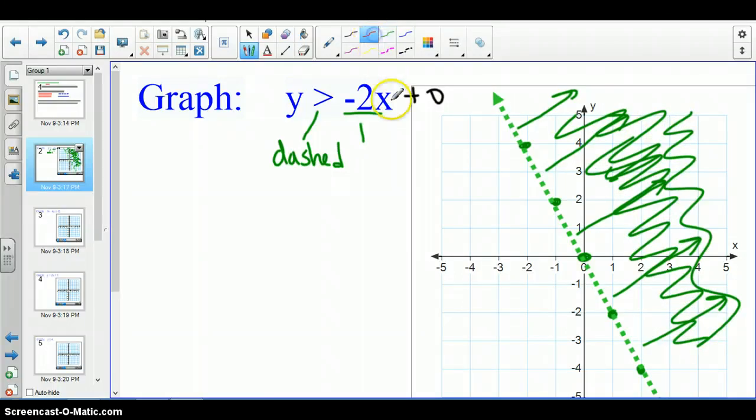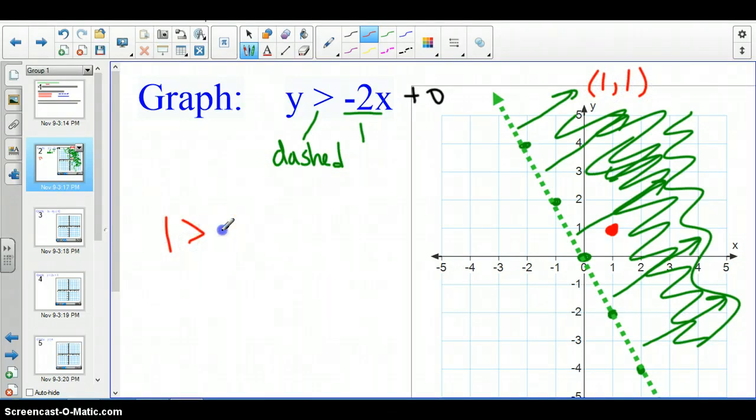Now also another way you can do that is to pick a point. Now the easiest point on an XY graph is 0, 0. Now I can't use 0, 0 here because my line goes directly through 0, 0. So I'm going to just pick another point. So I'm going to pick 1, 1. That's a very easy point to plug in. So 1, 1. Now plug those numbers in for x and y into your inequality.